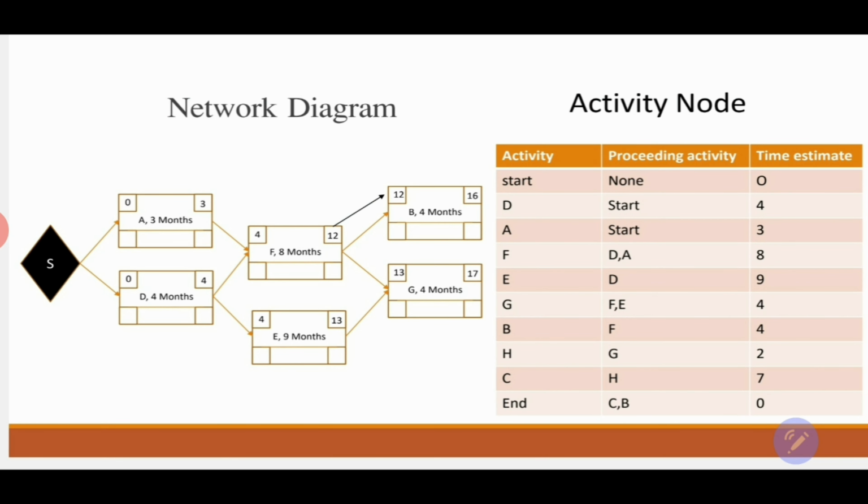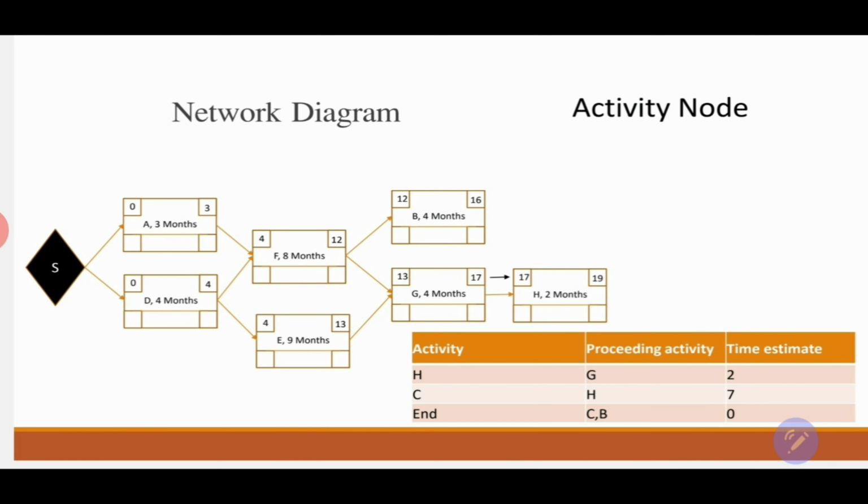Activity B is the next on the table, and we'll see that activity B has only one predecessor, which is activity F, and the duration of activity B is 4. So the early finish of activity F is 12, and that's going to be the early start of activity B. So 12 plus the duration 4, and that's going to be 16 months. Again, we have used the same equation. The early start plus the duration will give me the early finish of the activity.